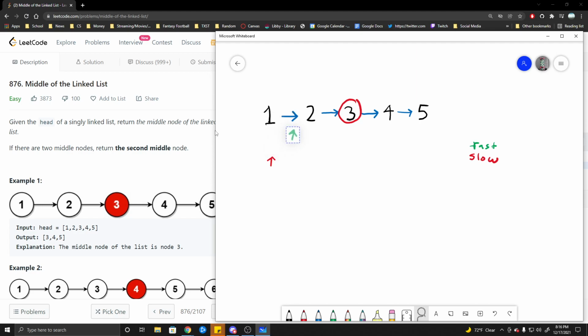So we increment fast by 2, slow by 1. Then we increment fast by 2 again and slow by 1. And so we see fast.next doesn't exist, so we go out of the loop, and slow should be pointing to the correct node.